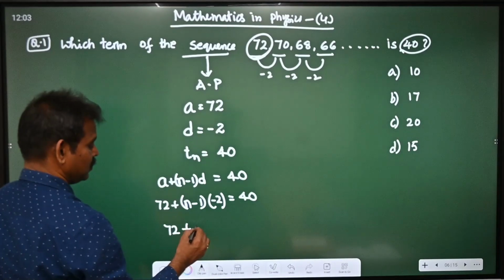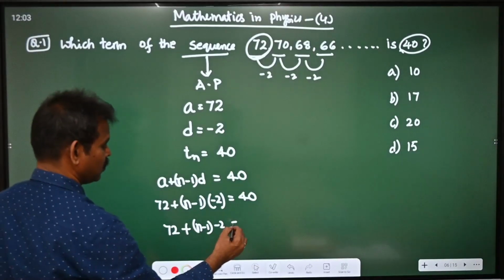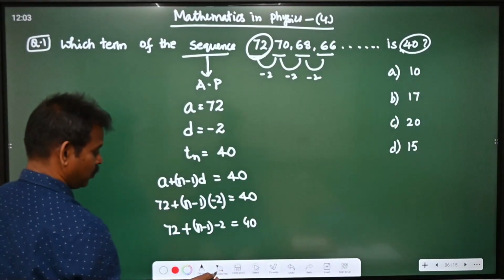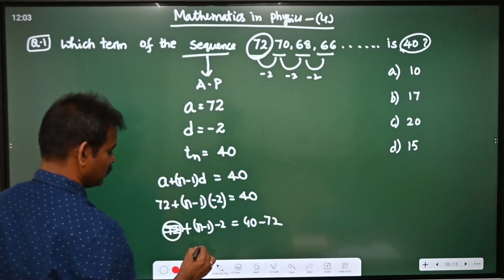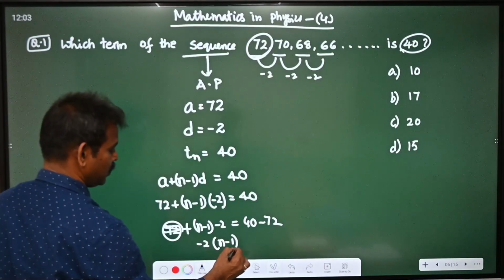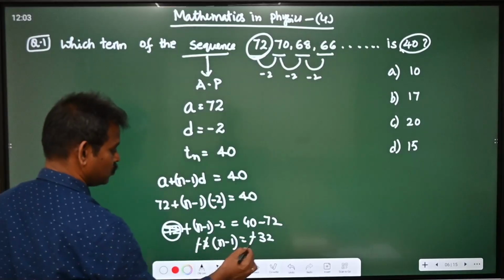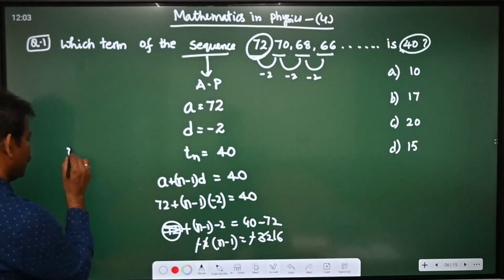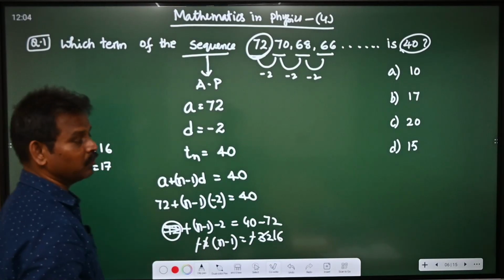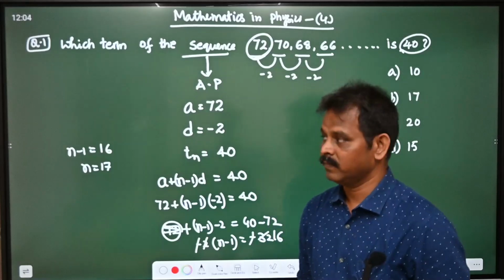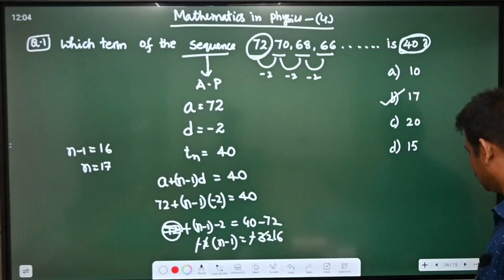72 plus n minus 1 into minus 2 is 40. Keep 40 here and remove this 72 and write here minus 72. This will become minus 2 into n minus 1 is equal to minus 32. Cancel this and this. 2 16s are 32. n minus 1 is equal to 16 and n is equal to 17. That means in this arithmetic progression, the 40 will be the 17th term. Option B is correct.